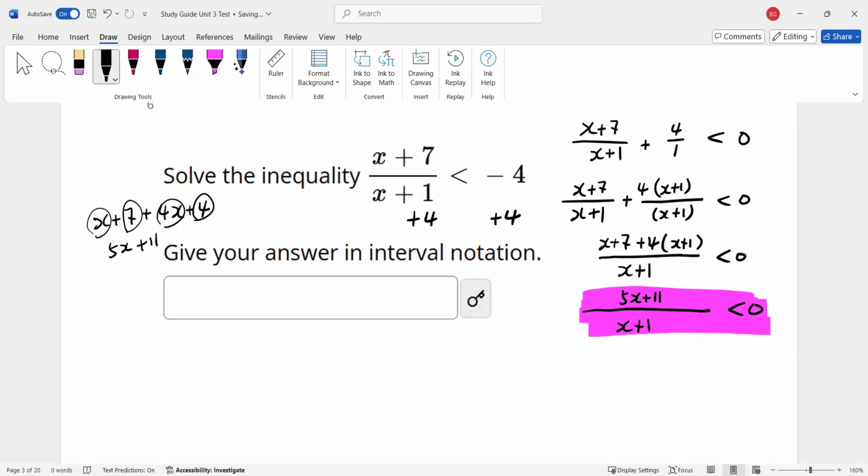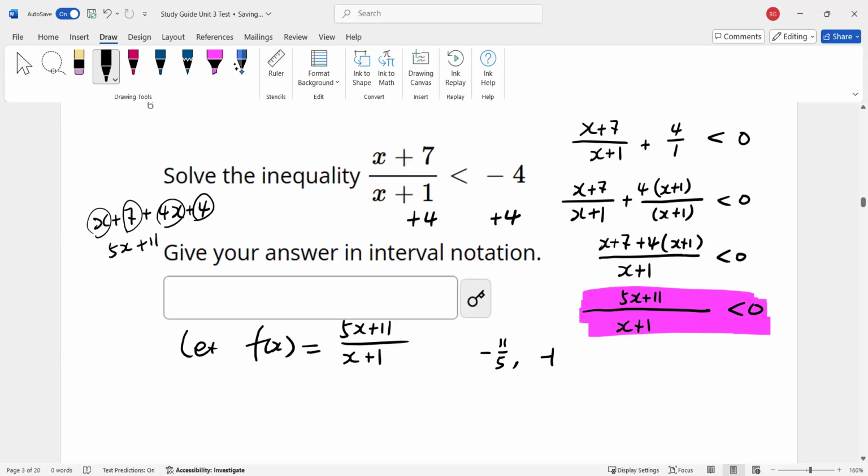We let the left side be the rational function f. We have 5x plus 11 on the top and x plus 1 on the bottom. The numerator has a zero, which is negative 11 over 5. The denominator has a zero, which is negative 1. In other words, negative 11 over 5 makes the numerator 0, and negative 1 makes the denominator 0.